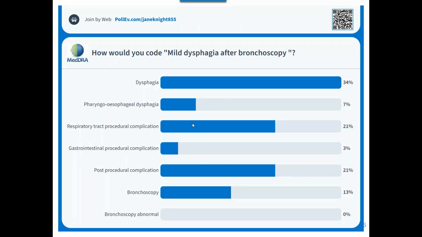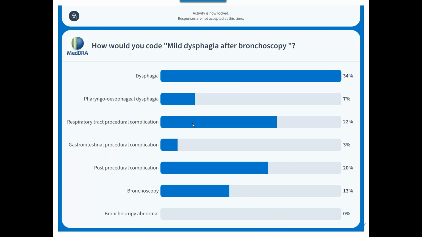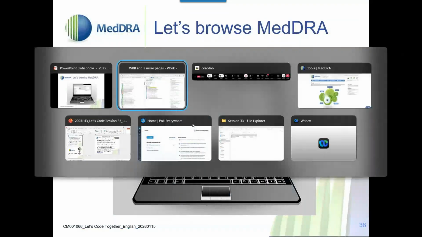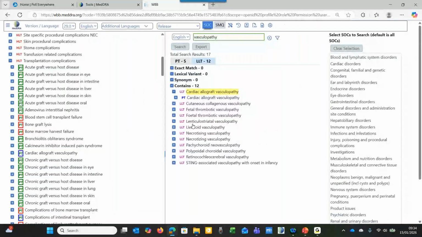It is a respiratory tract procedural complication. Well, is it or not? Is it a temporal relationship between the dysphagia and the bronchoscopy? Is it an assumption to say that it was due to the bronchoscopy? It doesn't say due to. And then we have post-procedural complication. GI, well, it's not GI except that swallowing is a GI problem, but it wasn't a GI procedure. And then we have the bronchoscopy. So generally, I'd say your thoughts are similar to ours, and I'll explain a bit when we look at our final selection.